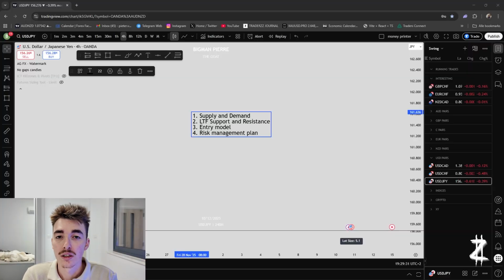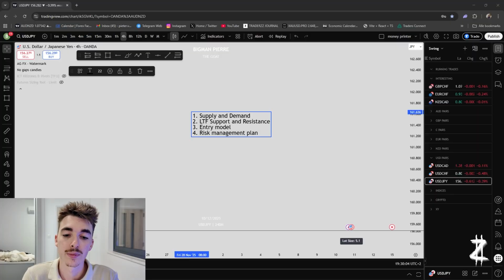So super easy, my strategy contains 4 simple steps. The first step will be a supply or a demand zone on the 4-hour time frame. Next we will be looking for a lower time frame support and resistance area. The third concept is my entry model, and the fourth thing is my risk management plan. These are the only steps that we need to literally trade this strategy.